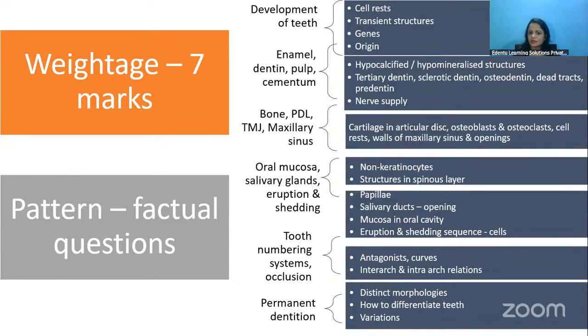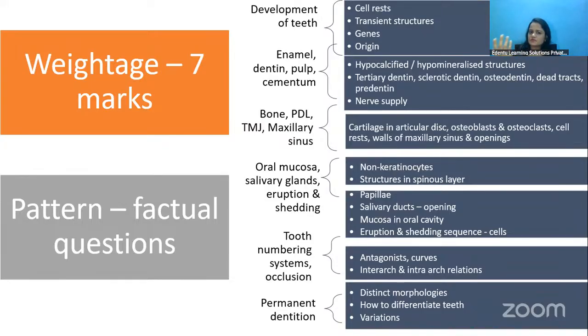Then coming to oral mucosa, salivary glands, and eruption and shedding. These four are the favorite topics of examiners. In oral mucosa, definitely some questions related to non-keratinocytes or keratinocytes, tonofibrils, or regarding the layers can be asked.